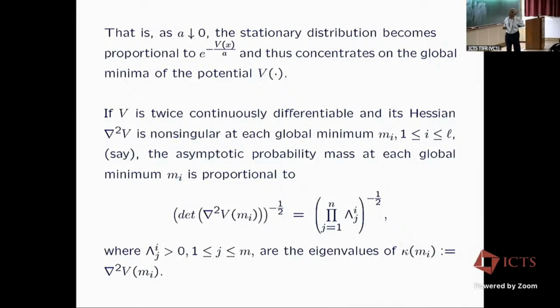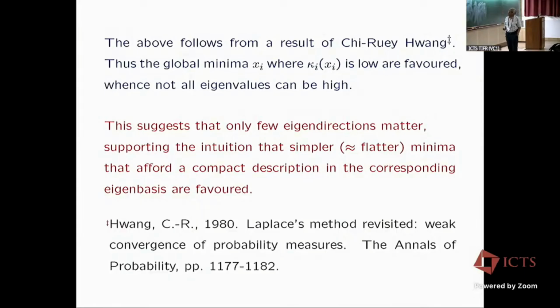Okay, so this is what I just said. The stationary distribution starts looking like this for the stochastic algorithm. Given that it looks like this, there is a ready result which I'm going to use now. If V is twice continuously differentiable and the Hessian is non-singular at each global minimum, so the global minima are not flat, then the asymptotic probability mass at each global minimum is given by the determinant of the Hessian raised to minus half, which is basically the product of its eigenvalues raised to minus half. This is a known result from Wang.